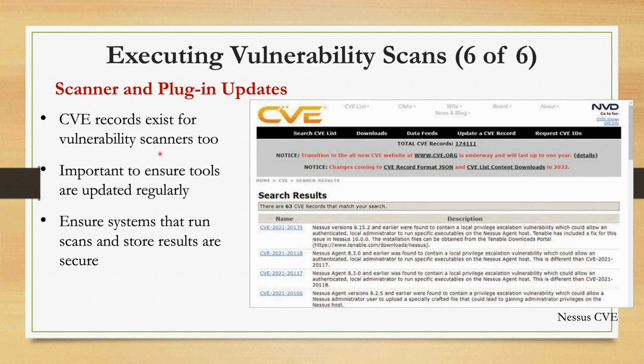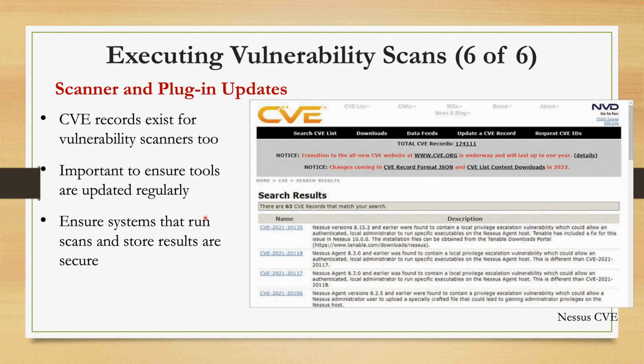Now, for scanner and plugin updates. We know by now plugins are very important because they can cover a wide range of vulnerabilities. And CVE records exist for vulnerability scanners too. What does that mean? It means that when Nessus, for example, finishes scanning something, it will tell you which CVE it's referring to.